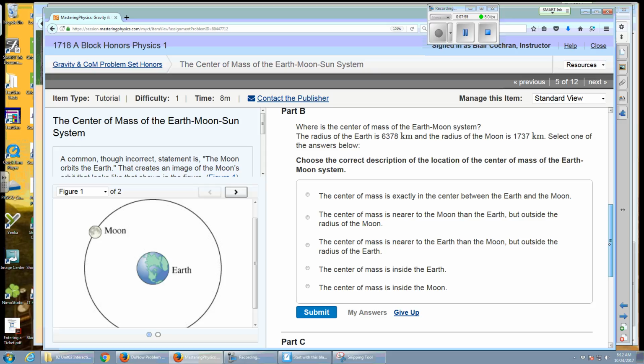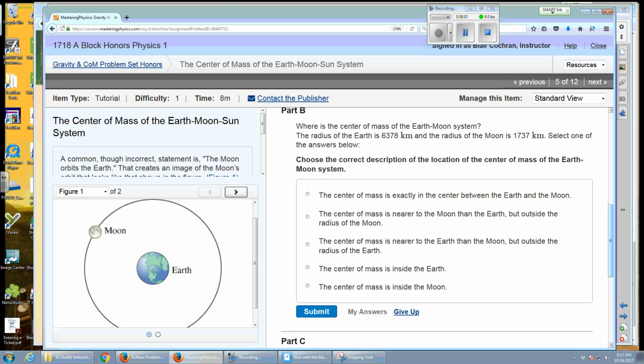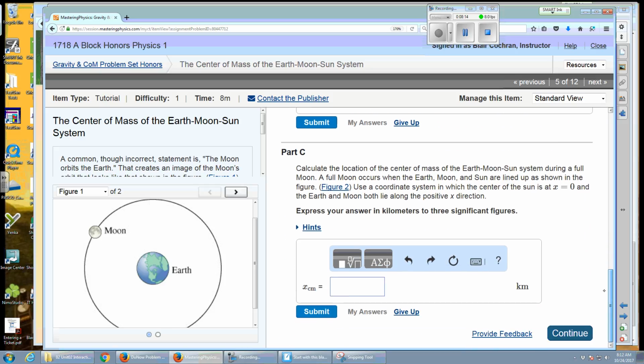And then once you have that, then you go on to part B. And you can answer part B based on your answer to part A. Part C, Earth, Moon, Sun system during a full moon. A full moon occurs when the Earth, Moon, and Sun are lined up as shown in figure 2.